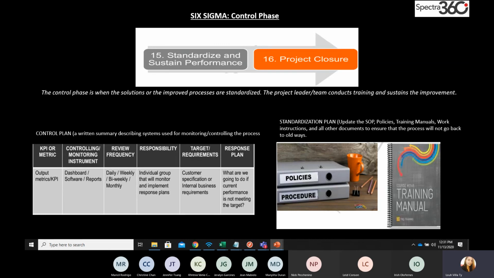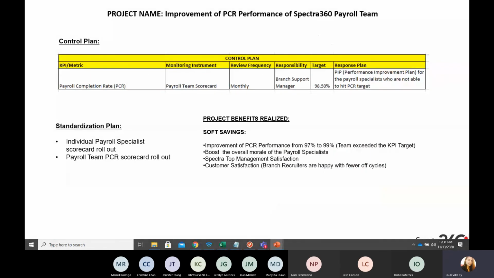So standardization plan, this is where you update your SOPs, policies, training manuals, work instructions, and all other documents. This is my project. I indicated here that I'm studying the team metric, which is PCR. The monitoring instrument is a scorecard, of course. The frequency of review is monthly. I own it. The responsibility is under me. Target would be 98.5%, and this is my response plan.